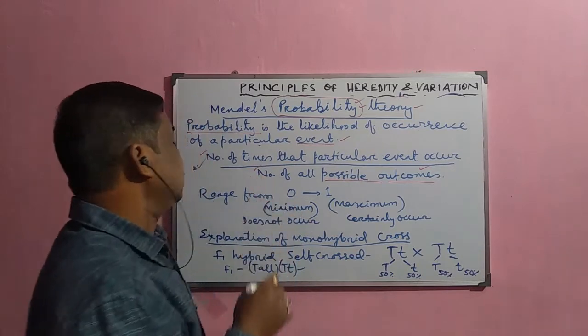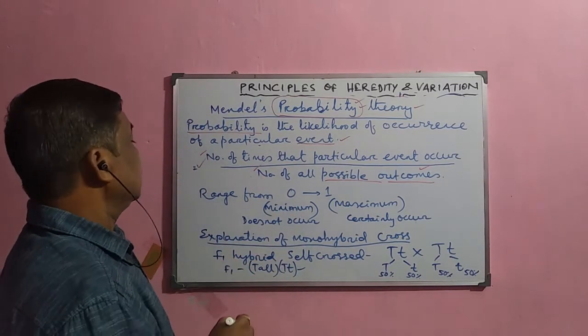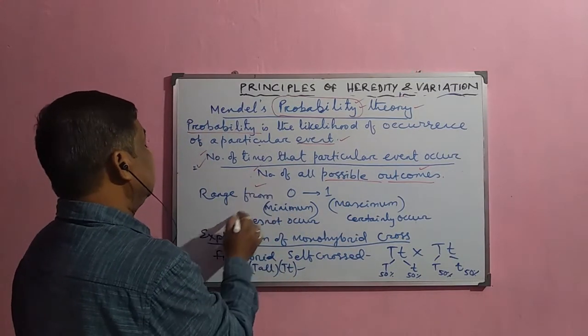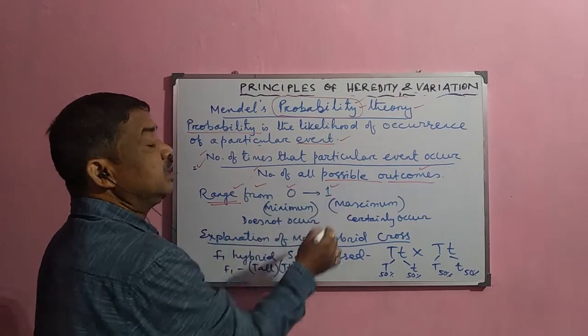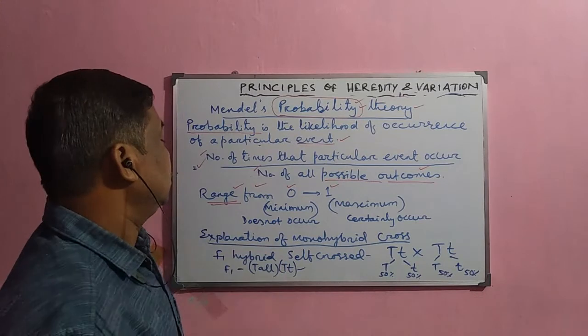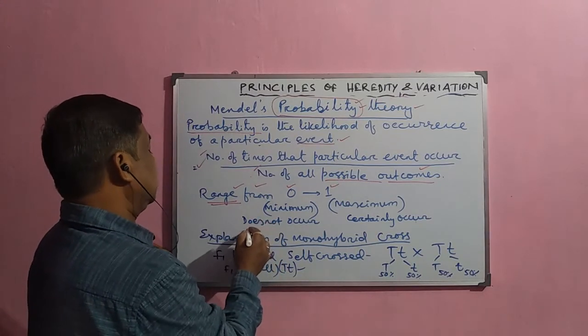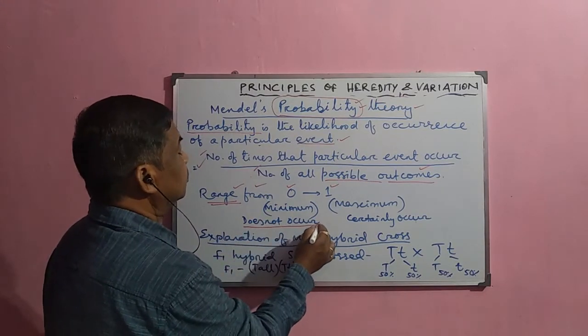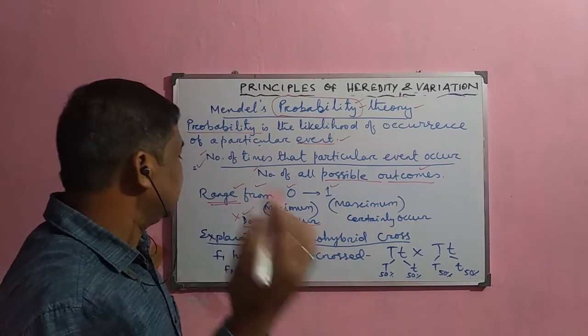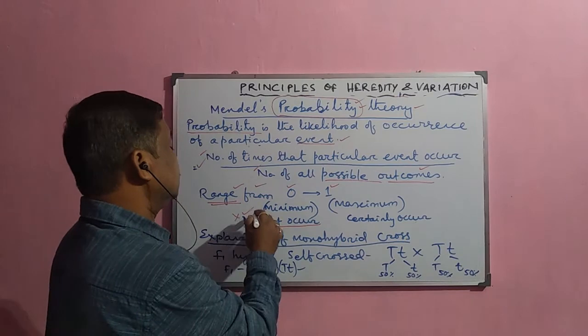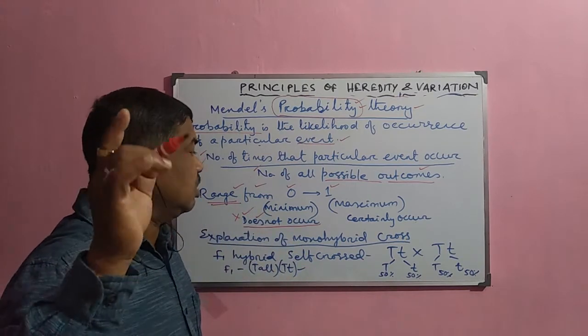According to him, the range of this probability starts from 0 and the maximum is 1. So 0 means what? There is no occurrence of that particular trait or particular character or particular event, that is, it is normally not found in the offspring.